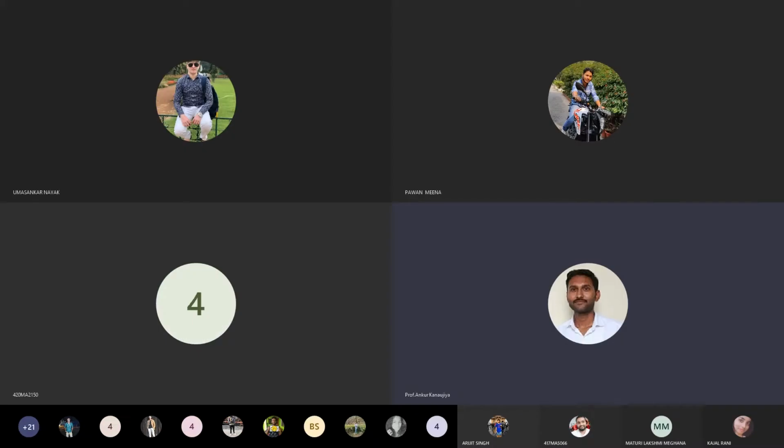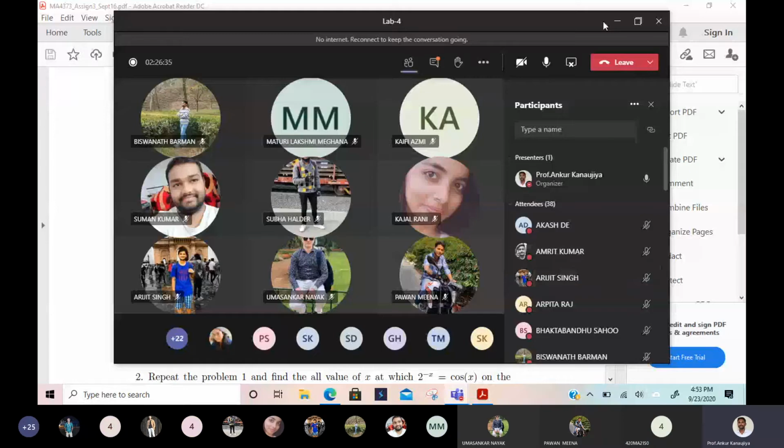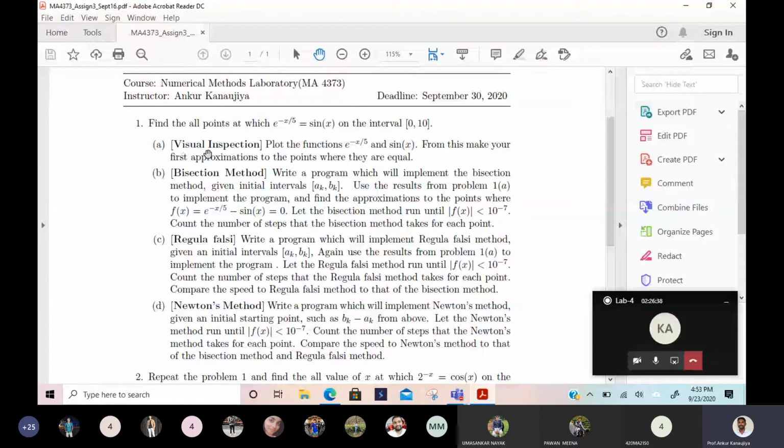The first one is that you have to plot these two functions. Suppose I will plot these two functions in this range 0 to 10. One function is e to the power minus x by 5, another function is sin x. So the question is, this is called visual inspection. By plotting this, can you guess what will be the answer? That means, can you find where these two functions are equal?